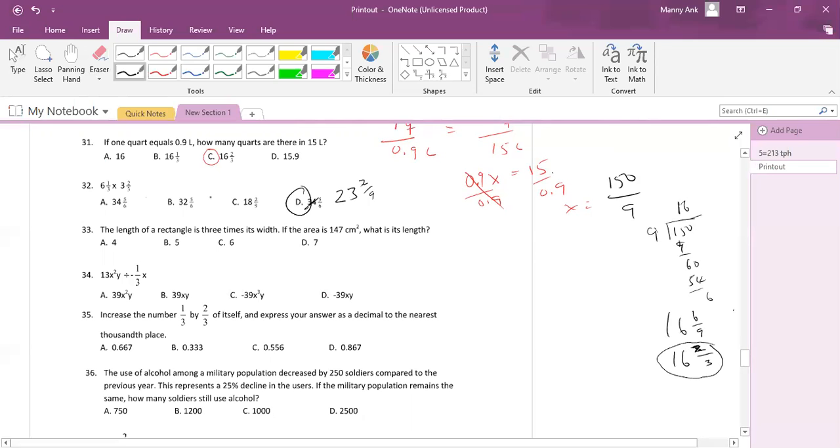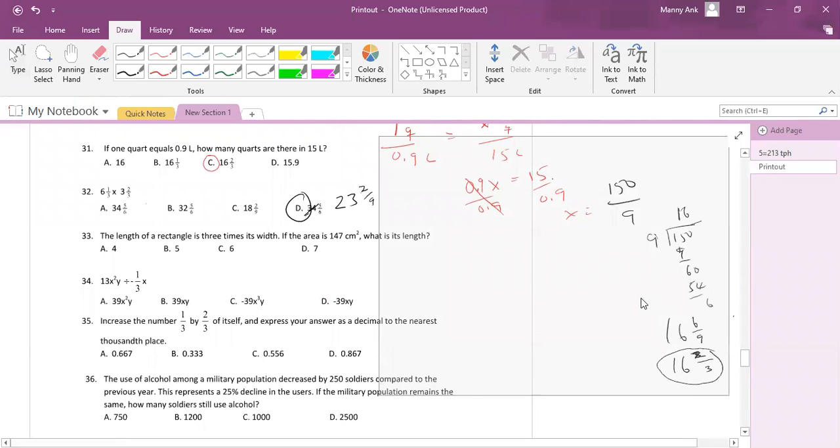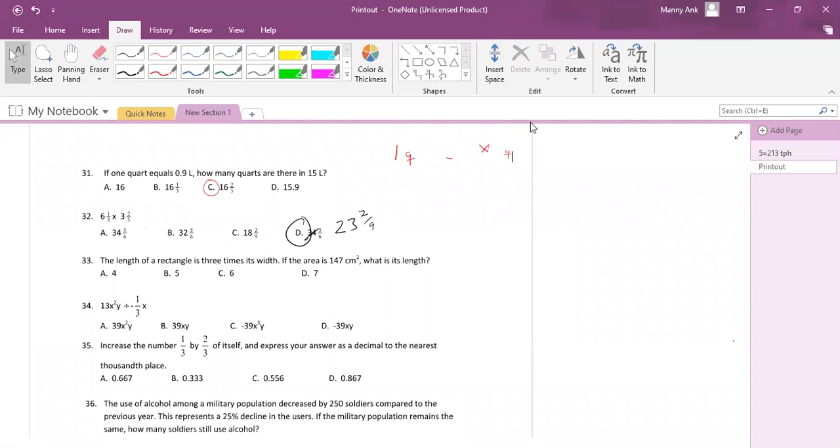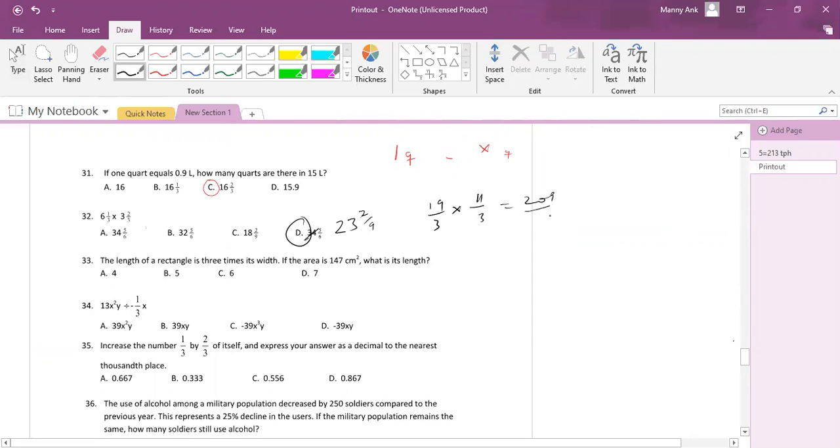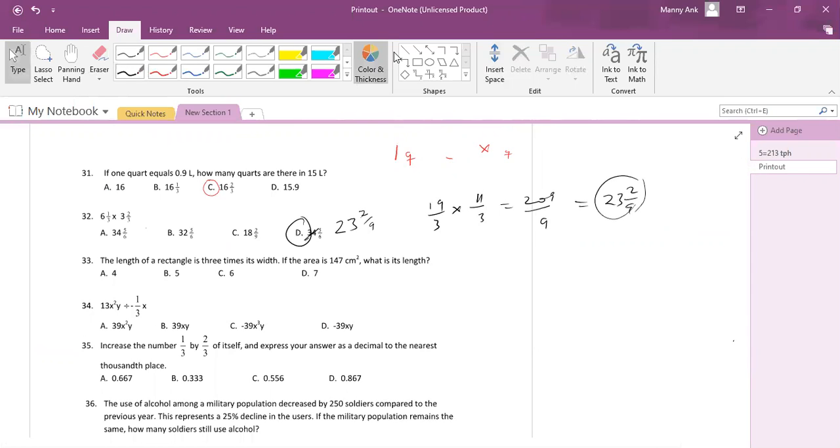Because 6 times 3 is 18, 18 plus 1, so you have 19 over 3. 19 over 3 times 11 over 3, which is 209 over 9. And then simplify, you have 23 to 9th as your answer. Okay.